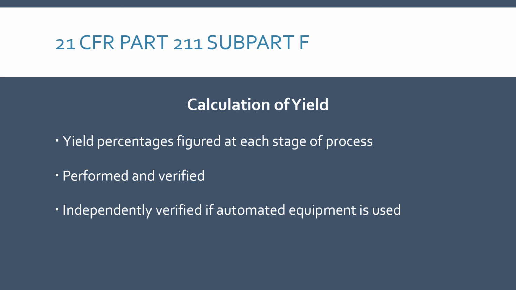One thing we talk about too with pharmaceutical manufacturing is calculation of yield. It's a percentage figured at each stage of the process. It has to be performed and verified at each stage, and if there's any automated equipment used, it has to be independently verified. Essentially, generically, if I say I'm going to mix raw material and we're going to have 10,000 gallons of this product, I mix all of the raw materials, I yield 10,000 gallons, so I have to document that I've recorded that.